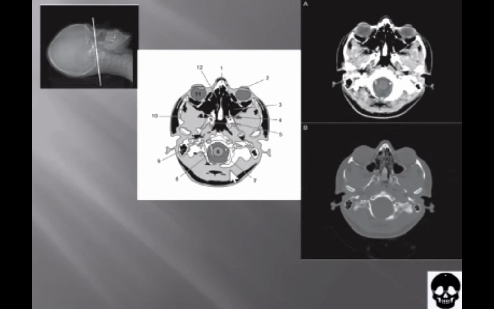Number 7 is the occipital bone. Number 8 is the vertebral artery. Number 9 is the mastoid air cells. Number 10 is the zygoma. Number 11 is the eye globe. Number 12 is the ethmoid sinus.